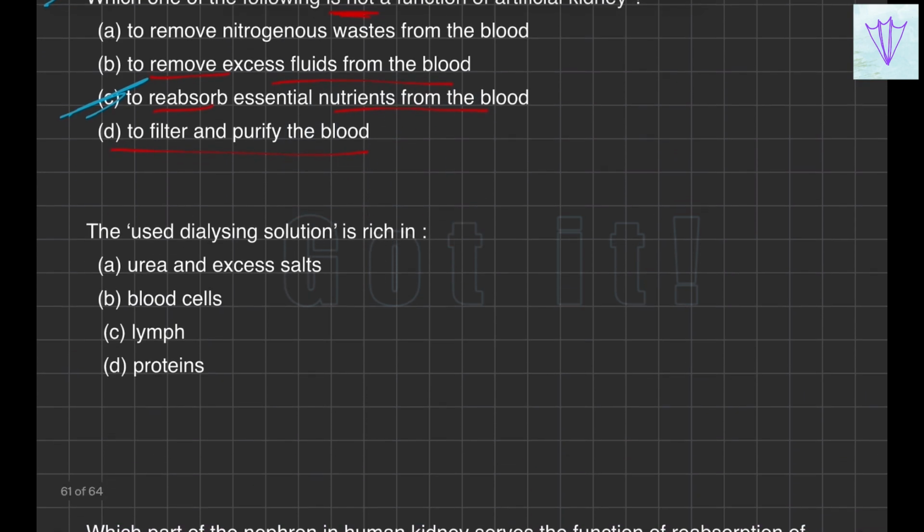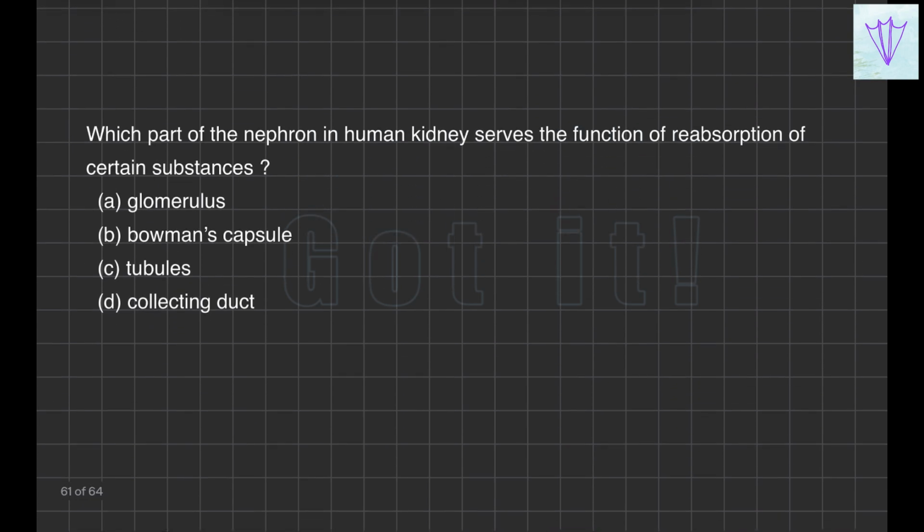Next question. The used dialyzing solution is rich in what? Obviously it will be rich in urea and excess salts, because that is the reason why we are using this solution, to remove this urea and excess salts from our blood. Next question. Which part of the nephron in human beings serves the function of reabsorption of certain substances? Reabsorption is done in the tubules. In the nephron, the renal tubules, especially the proximal convoluted tubule, are primarily responsible for the reabsorption of substances from the filtrate back into the bloodstream.